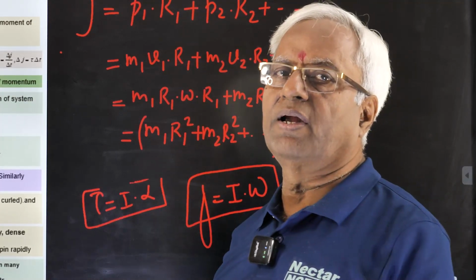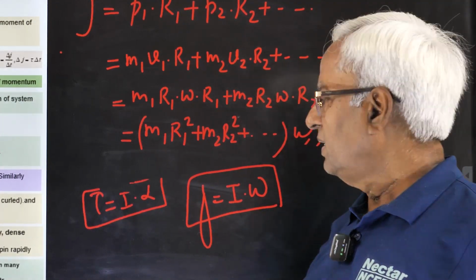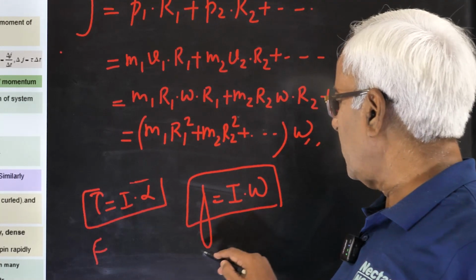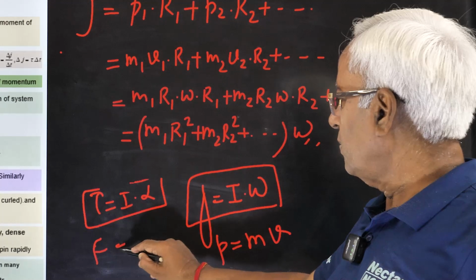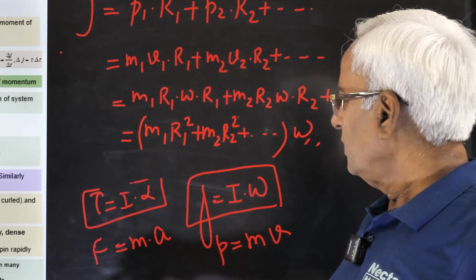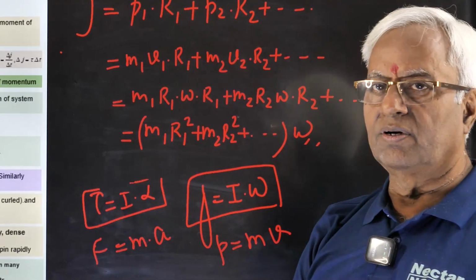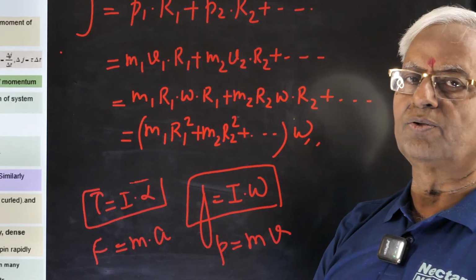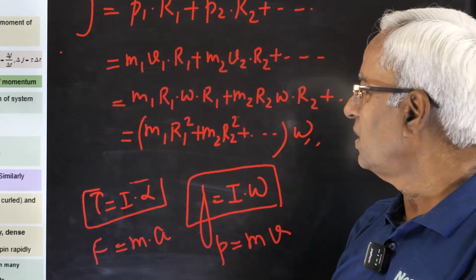Two relations you are having for tau and J, like for force and P. For P you have mv, for force you have ma. So mass is exactly in place of I or vice versa. That means I is the rotational analog of mass in rotational motion.